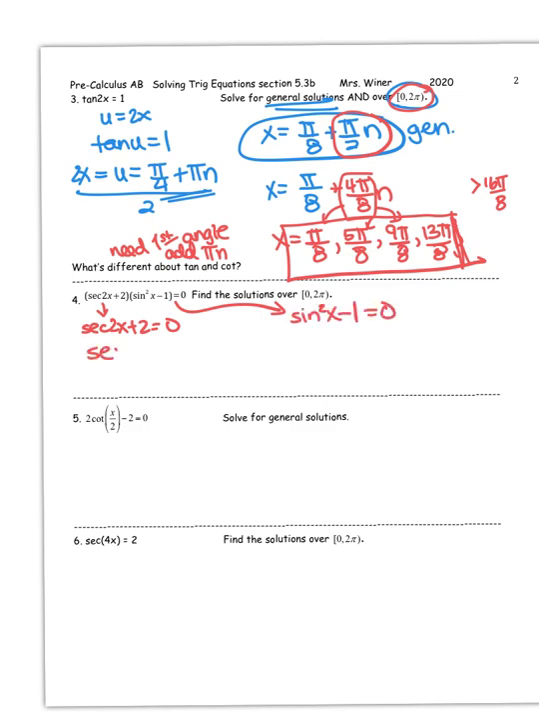Okay, so I get that secant of 2x equals -2. I'm going to recip. Cosine of 2x equals -1/2. And now I'm going to use u substitution. So let's let u equal 2x. Cosine of u is -1/2. Now I'd like you to do the rest of this. Try to figure out what u is. What are the two angles that make cosine -1/2? And then put plus 2 pi n. And stop the video and go ahead and do that.